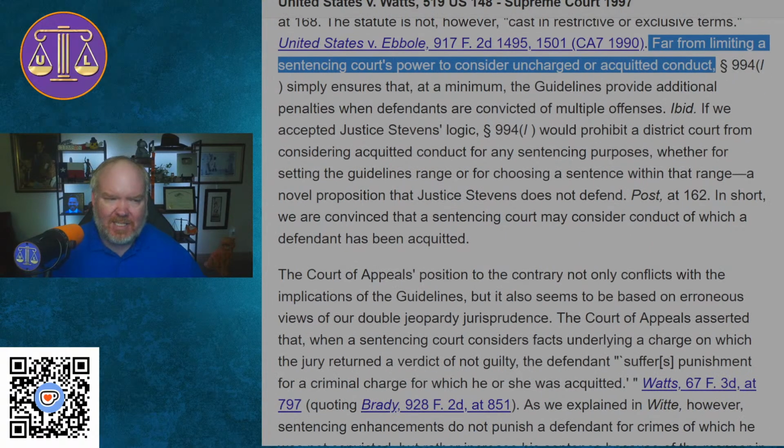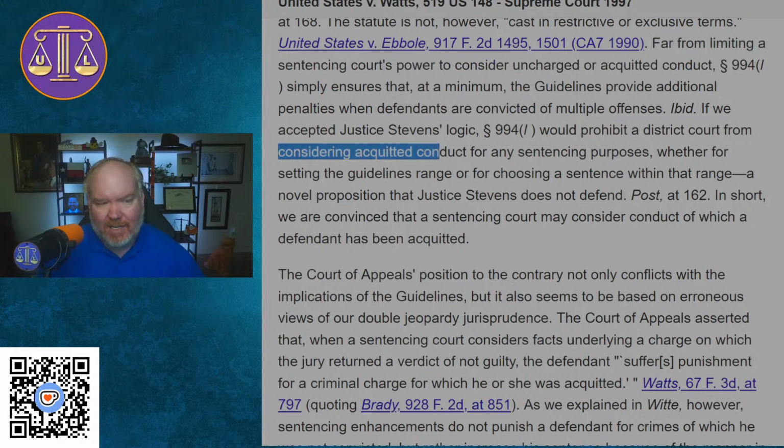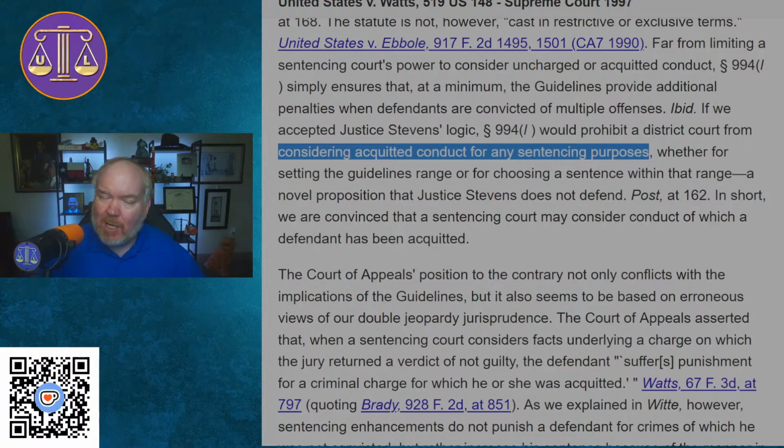If we accepted Justice Stevens' logic, the relevant law would prohibit a district court from considering acquitted conduct for any sentencing purpose. Yeah, no, if we agreed with this contention from Justice Stevens, it would mean we'd never be allowed to use acquitted conduct in sentencing. And what a mad, mad world that would be. What a mad, mad world it would be if we could never use acquitted conduct in sentencing. That would just be ludicrous. So that can't possibly be true.